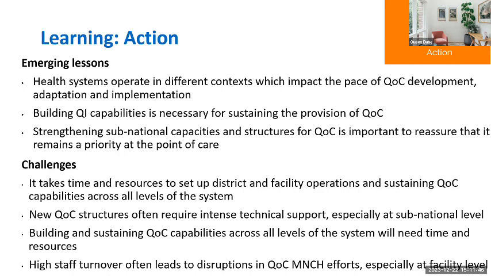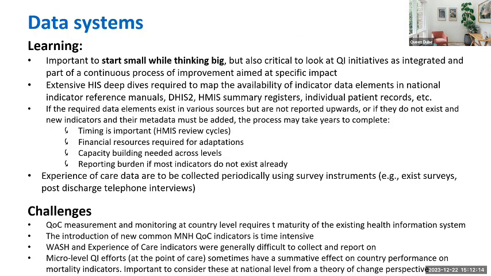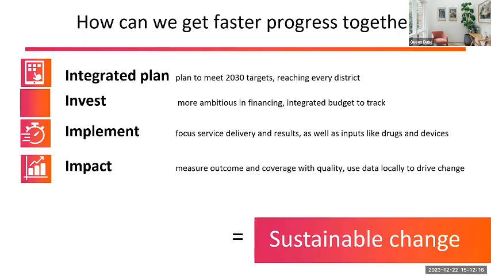Now, I'll just highlight a few things that we're learning on the small and sick newborn agenda, and that's strengthening of subnational capacities. So you can do a lot at a national level, and yes, that will make you gain a few miles, but implementation actually happens at a subnational level. So really strengthening the subnational level capacities is very, very critical. I talked about data systems. And let me finish with this slide.